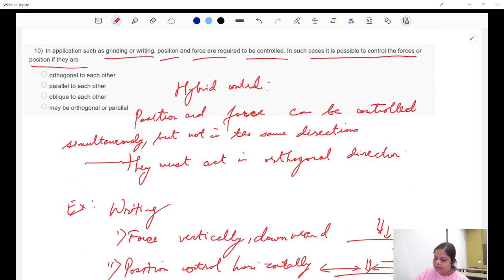So in this case, the correct option is orthogonal to each other, because that's the condition for simultaneous control in hybrid control frameworks. Parallel to each other cannot control force and position simultaneously in the same direction, so it cannot be parallel. Oblique to each other would result in some kind of interference and unpredictable behavior, right? Because you'll have some component in each other's direction. And the last option is maybe orthogonal or parallel. No, only orthogonal directions are valid for simultaneous control. Any other direction is not suitable. So the final answer is orthogonal to each other.